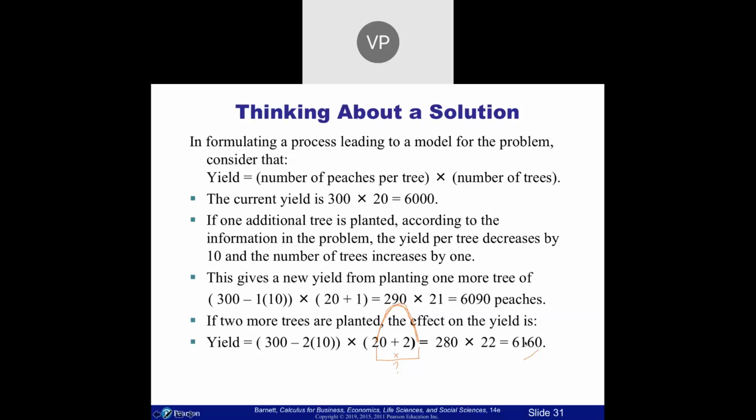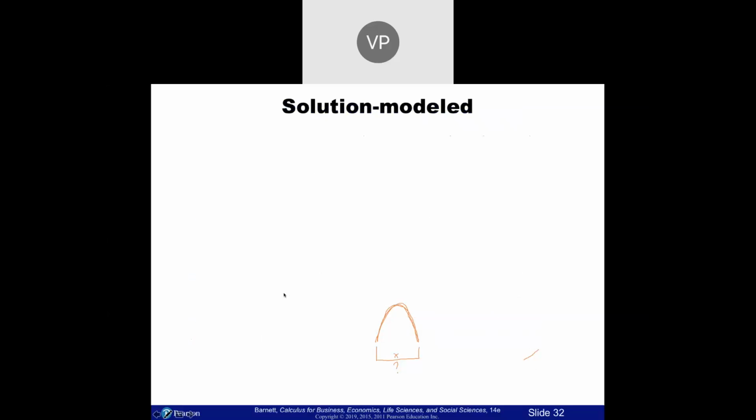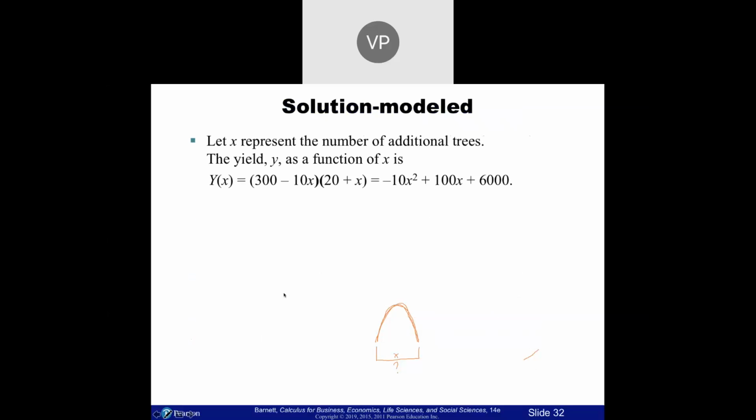So it is rising, but at some point the question is, if we plant too many trees, is this 300 going to get down so low that it's not going to work anymore? So we have to create a model here, and this is the equation. Remember, x is the number of additional trees. Not total trees, but the additional trees. So whatever x is, we do 10 times that, and that's what we subtract. Then we take 20 and add the x, so we get this equation.